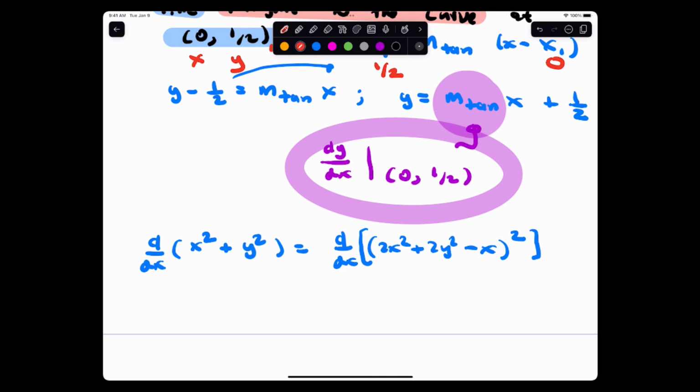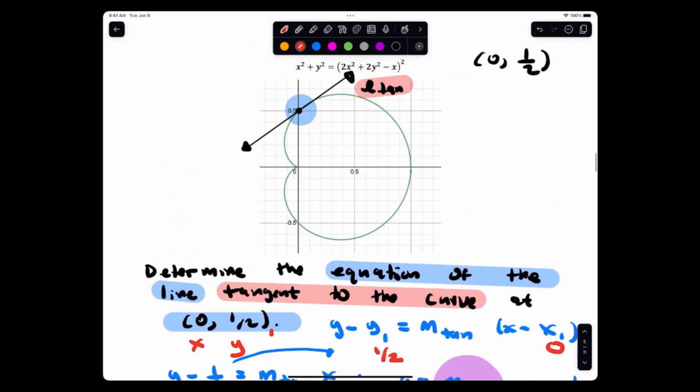So this is our implicit differentiation. All right, so double check we got the right curve.